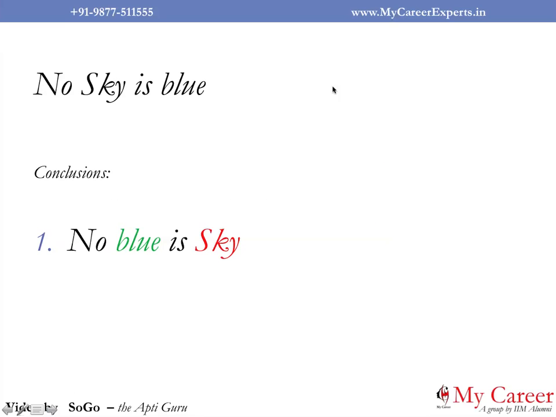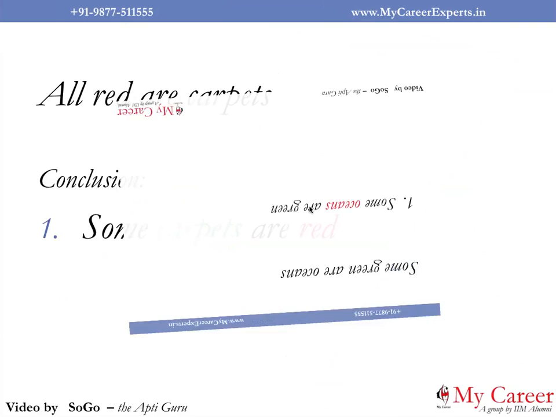So if we are given no sky is blue, we can take the blue as separate and sky as separate. So if there is no relation from sky to blue, blue to sky will also not have any relation with it. So my conclusion is no blue is sky.